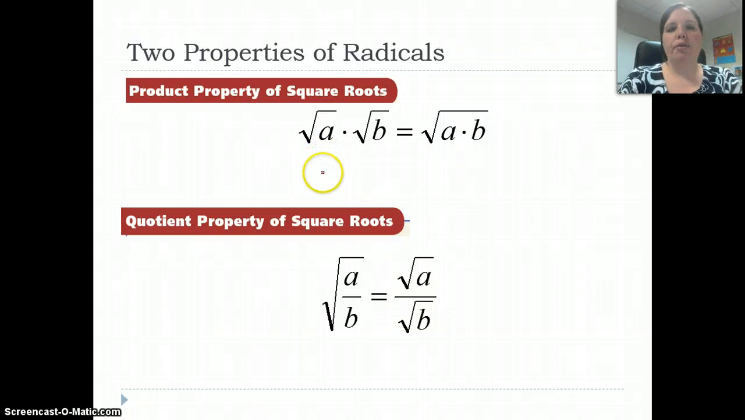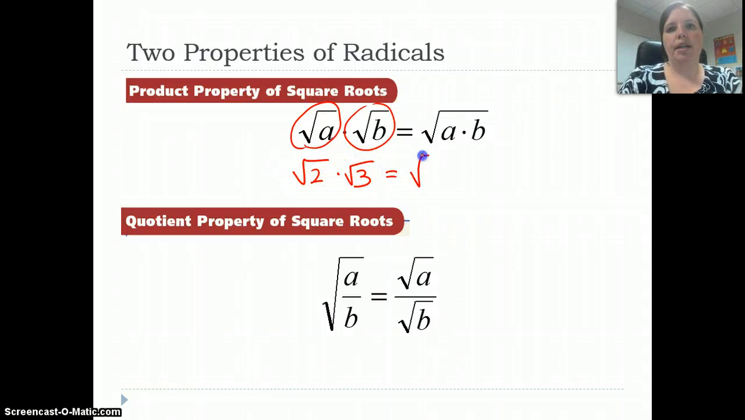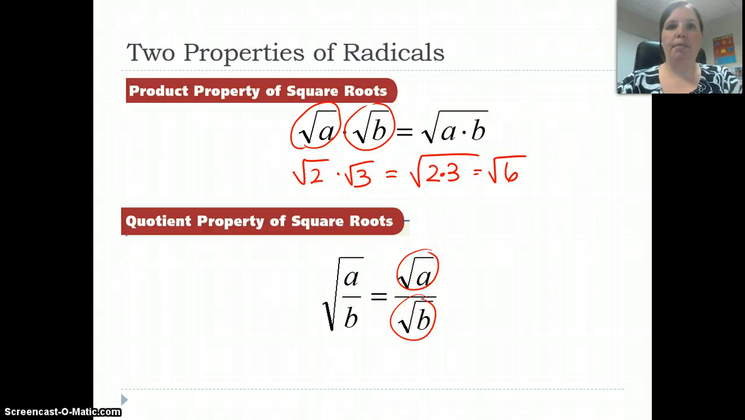So basically what both of those properties say is when you have radicals being multiplied, we can use the product property to write them under the same root. Like if I had square root of 2 times square root of 3, I could write that as square root of 2 times 3, or in other words, square root of 6. Same thing with the quotient property, and it's equality, so you can go either way. With the quotient property, I could have a numerator root and a denominator root that I can write all together as one root instead, or the opposite way.